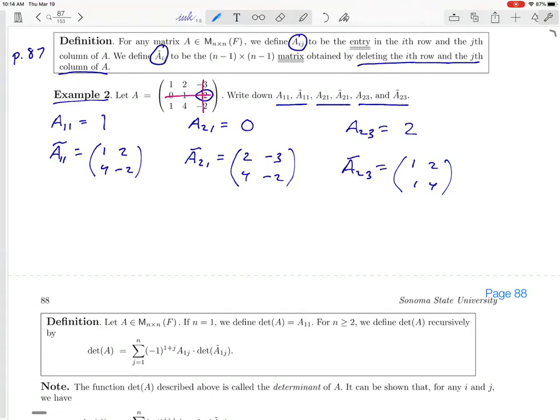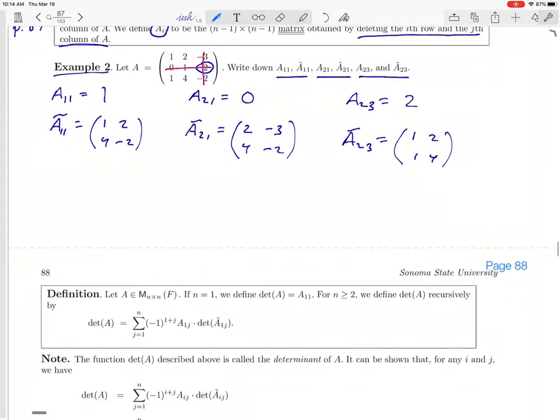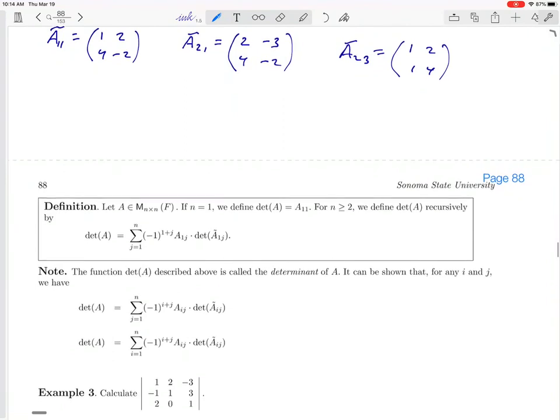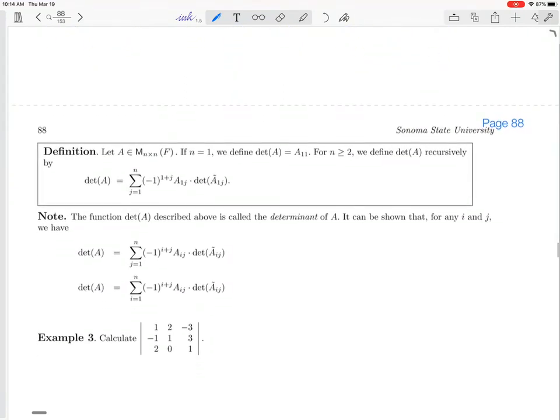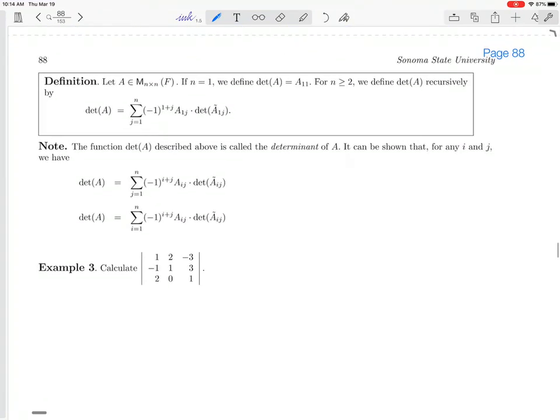Okay, so again, kind of a strange definition, but it's going to turn out to give us a way to calculate and define the determinant of matrices that are larger than 2 by 2. Okay, so let's move on then to the definition on the next page. Okay, and we'll kind of see how some of that notation comes into it.